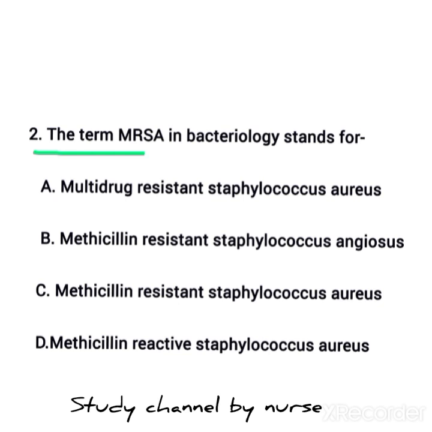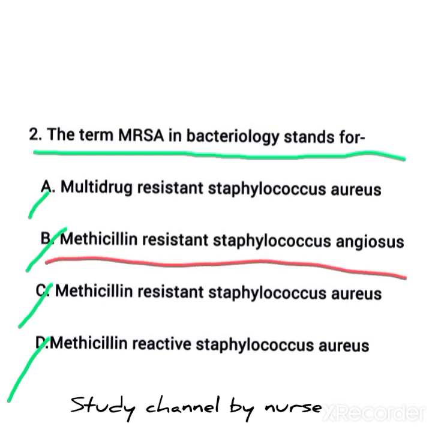The term MRSA in bacteriology stands for option A multi-drug resistant Staphylococcus aureus, option B methicillin resistant Staphylococcus angiosus, option C methicillin resistant Staphylococcus aureus, option D methicillin reactive Staphylococcus aureus, and the correct answer is option C.